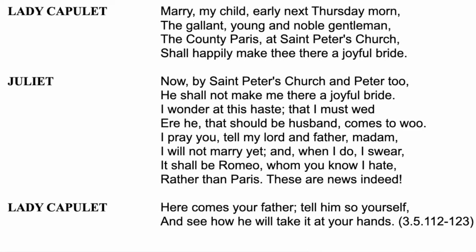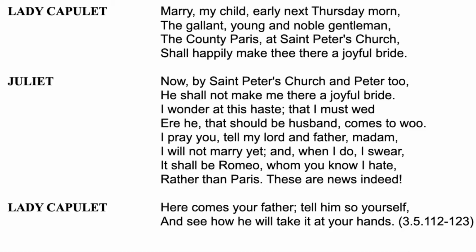Part 3, Juliet 3 of 3, is when she rebels. Her mother comes to her and says, marry my child, early next Thursday morning, you're going to get married. And she says, he shall not make me there a joyful bride. I wonder at this haste that I must wed ere he that should be husband comes to woo.